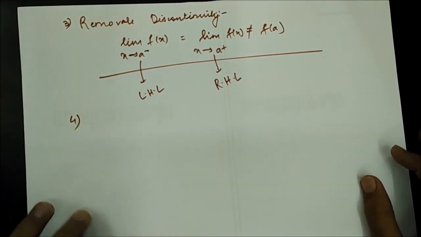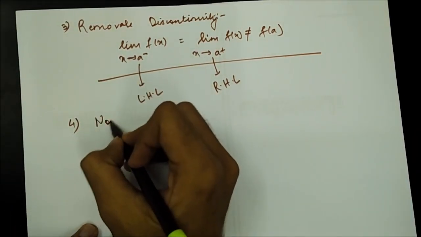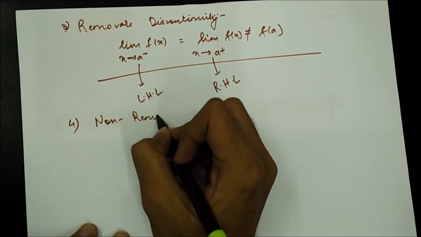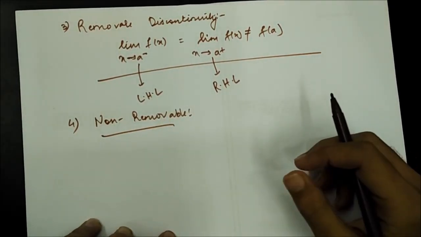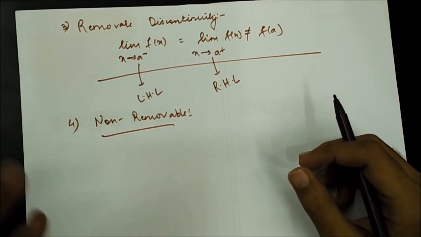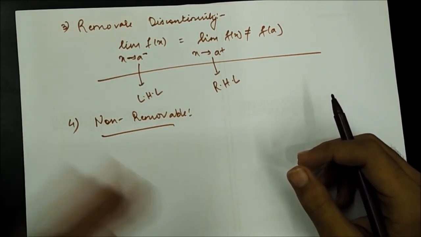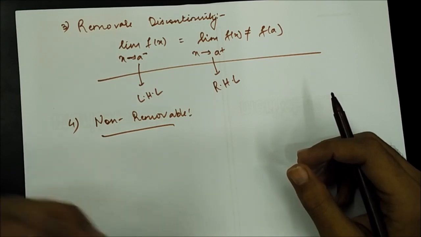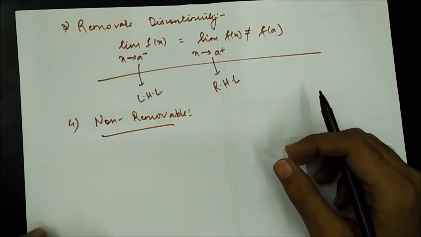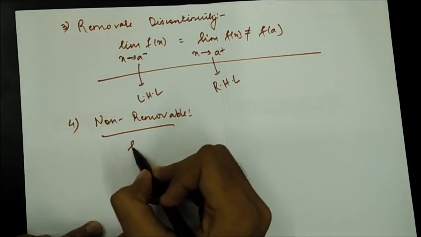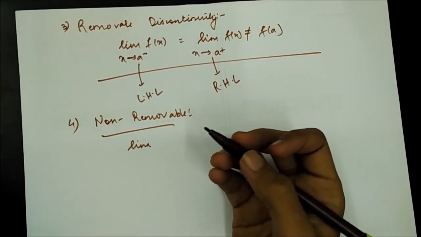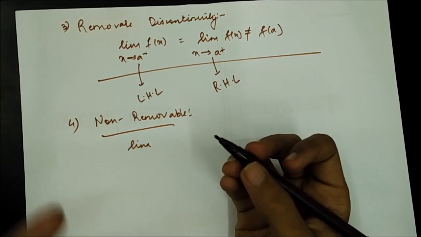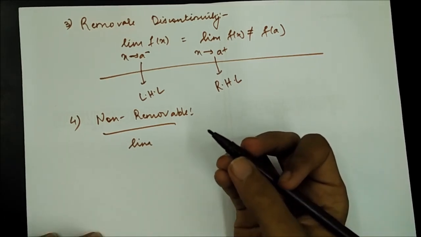The fourth part is a non-removable discontinuity. So if the limit as x tends to a plus of f(x) is not equal to the limit as x tends to a minus of f(x), then the function is said to have a non-removable discontinuity. If the left hand limit and the right hand limit are themselves not equal, then the discontinuity cannot be removed, and hence it is known as a non-removable discontinuity.